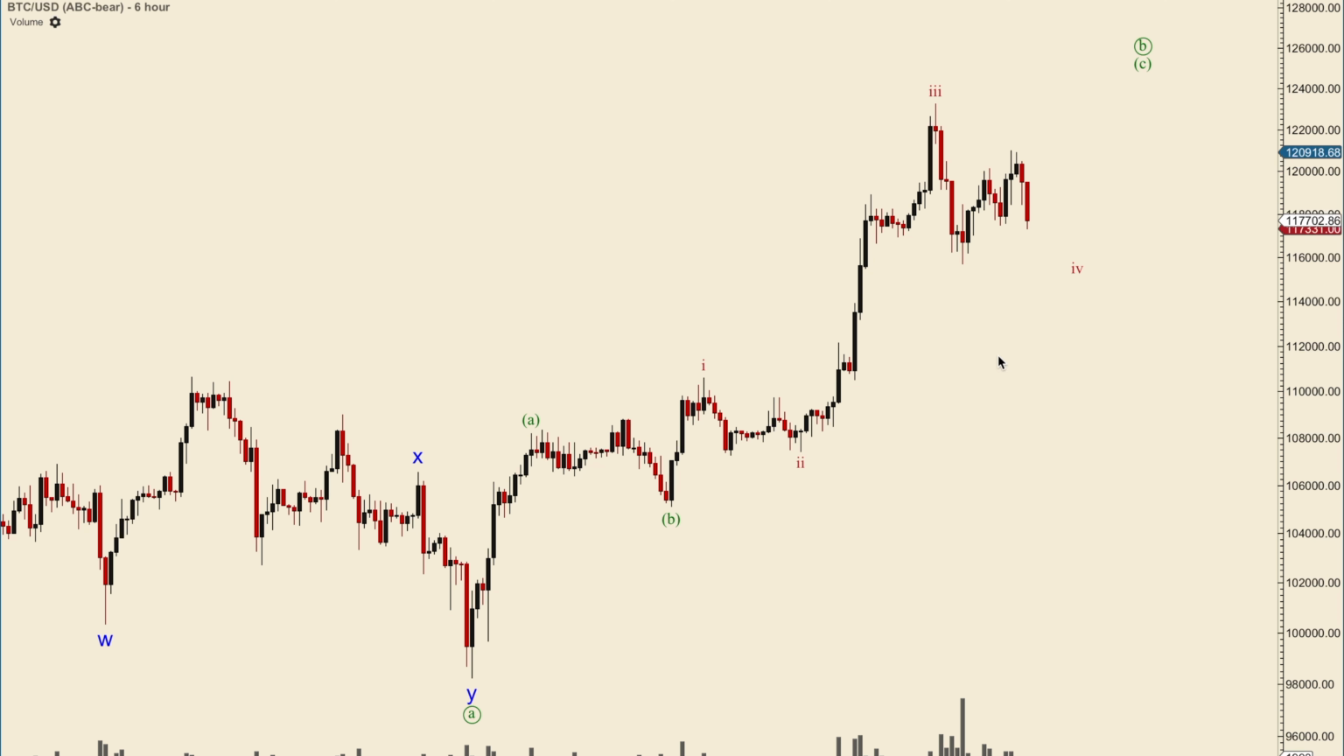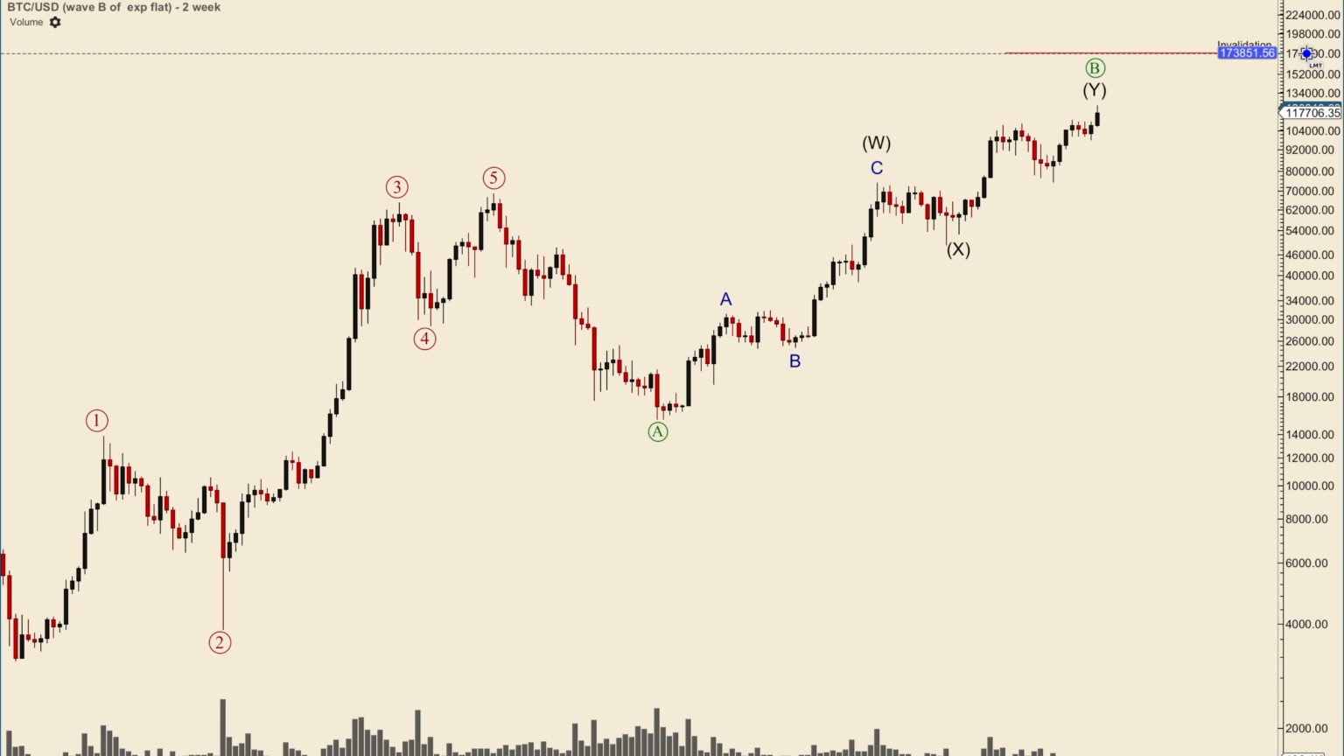So that's pretty much it. We will wait for this to finish and see the reaction. And if we hit this invalidation, the 161.8 fib, then we know that it has a very low probability of being a wave B, and therefore we are looking for even higher prices. So that is the 173,851, around that number.